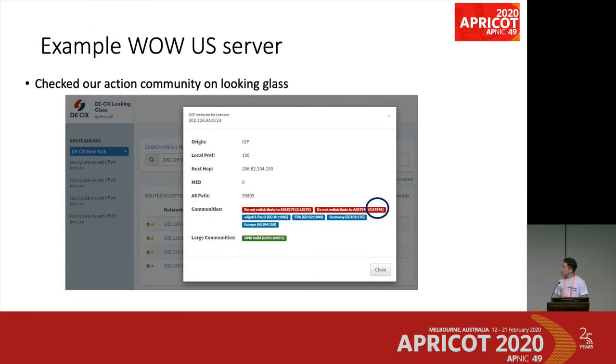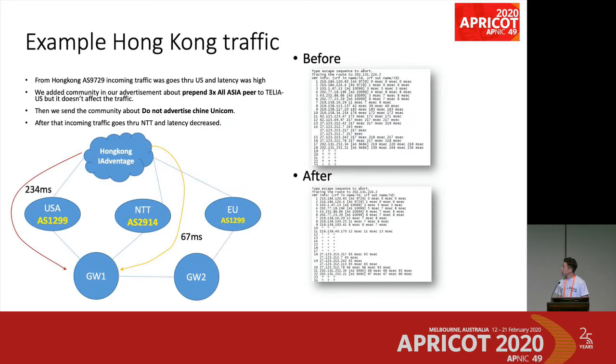Also, this one is the KIX looking glass output. We used this BGP community. And also, some example for Mega AI Advantage Network. So this one is incoming traffic goes through USA and then back to Mongolia. It's 200 milliseconds, and we used the BGP community Do Not Advertise to All Asian Peers, but it seems like it doesn't work. So we used the more specific BGP community, Do Not Advertise to China Unicom.